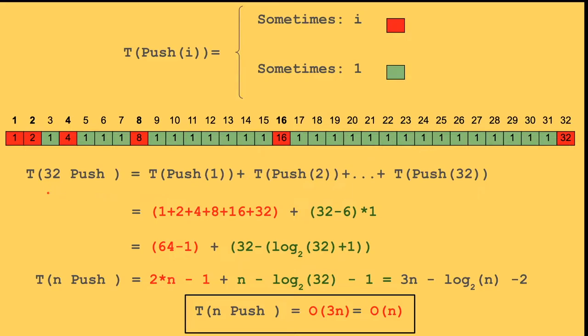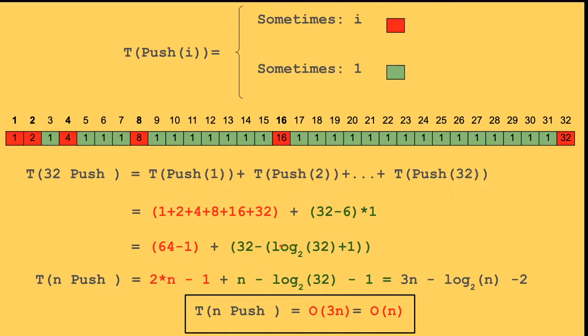So if I want to write T of 32 pushes, it's equal to T of push 1, T of push 2, and up to T of push 32, which is equal to 1 plus 2 plus 4 plus 8 plus 16 plus 32, plus the number of times that the runtime was 1. So it's 32 minus 6 times multiplied by 1. So the first term would add up to 64 minus 1, and the second term would add up to 32 minus log of 32, which is 6.